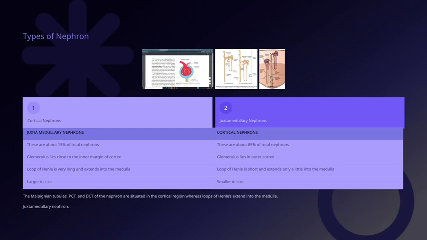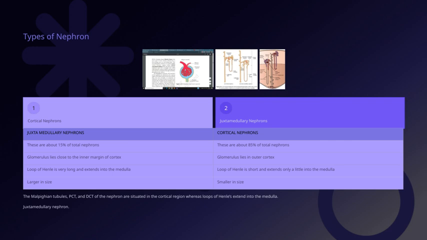Now, let's take a closer look at the juxtamedullary nephrons. These nephrons are quite distinct in their structure and function. The key point here is that the Malpighian tubules, along with the proximal convoluted tubule and distal convoluted tubule, are primarily situated in the cortical region of the kidney. However, what really sets juxtamedullary nephrons apart is that their loops of Henle extend much deeper into the medulla. This extension allows them to play a crucial role in concentrating urine effectively.